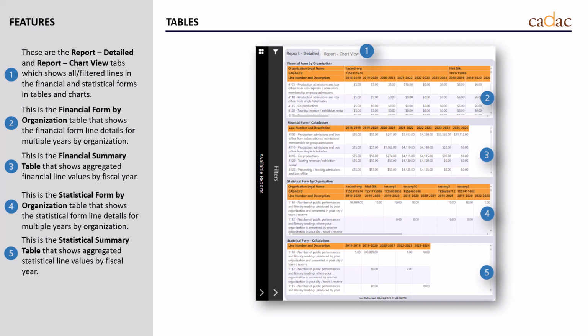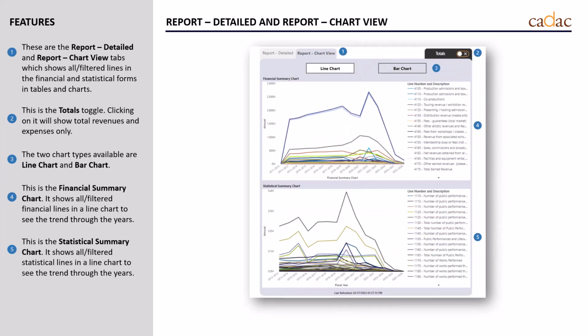The top table shows financial details by specific organizations, and the next table down shows summary financial results broken out by the fiscal years you have selected. This approach is then mirrored below, but specifically for statistical forms. Now we will switch to the chart view. This will show us the same data, but now in a visualized format.